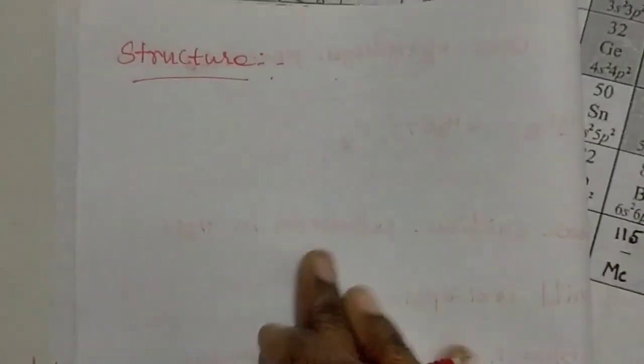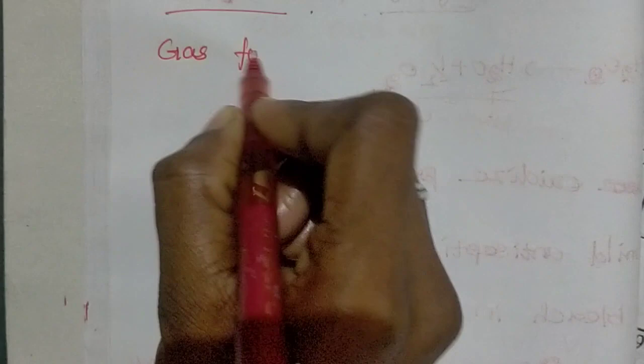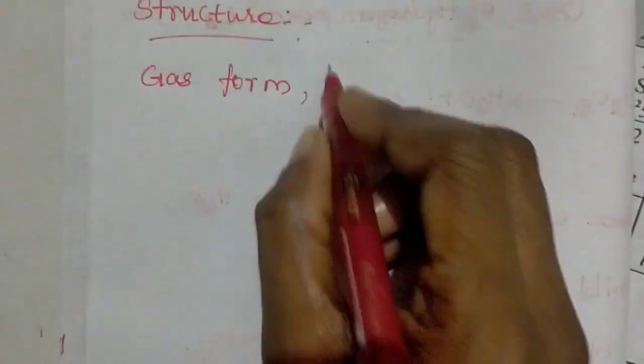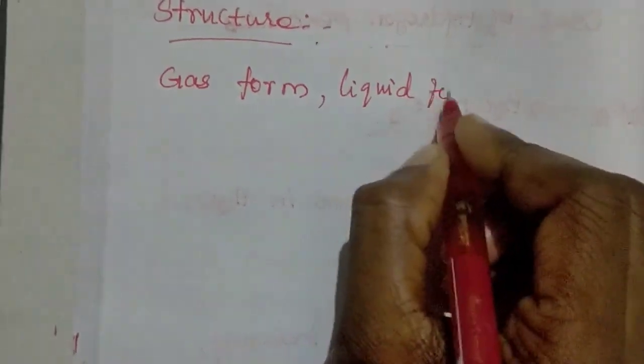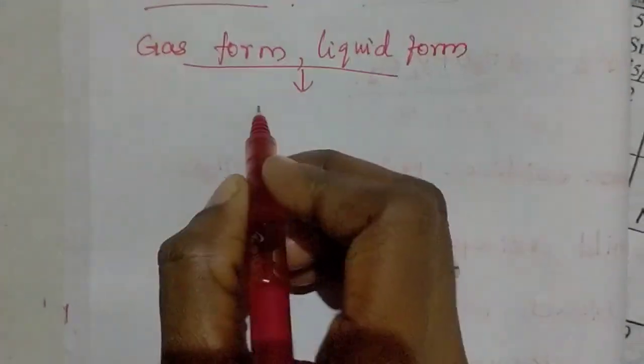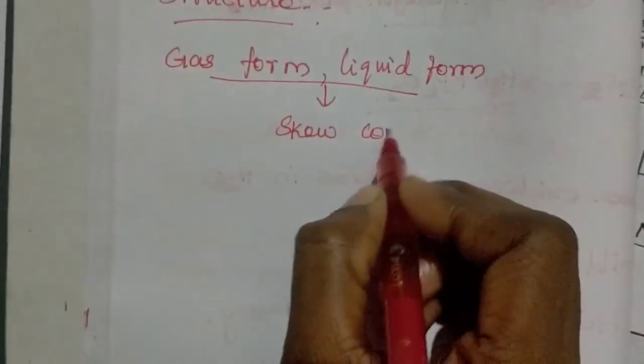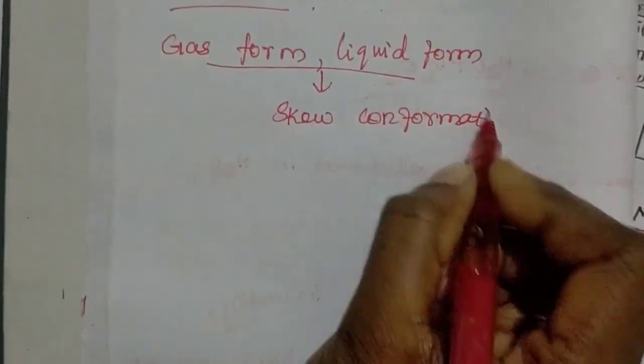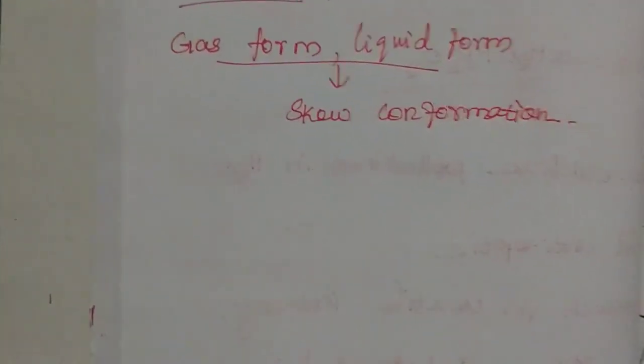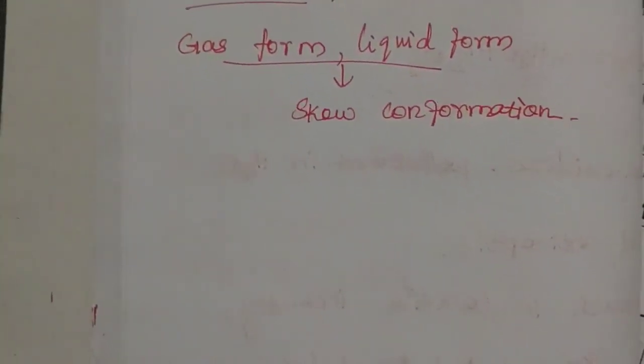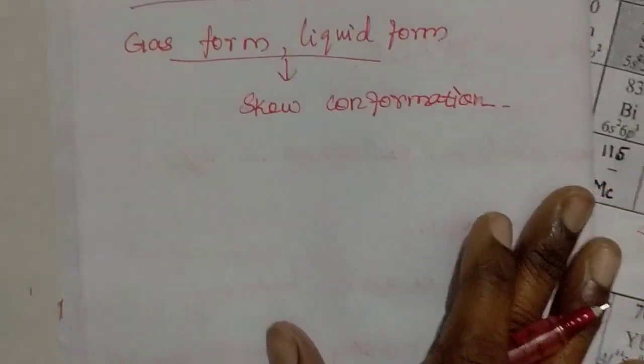Next is the structure of hydrogen peroxide. It can exist in the gaseous phase and also in the liquid phase. This molecule adopts a skew conformation in the gaseous phase and also in the liquid phase. So in gas form and also in liquid form, it adopts skew conformation. Why does it adopt the skew conformation? Because of the interaction of the OH bonds.